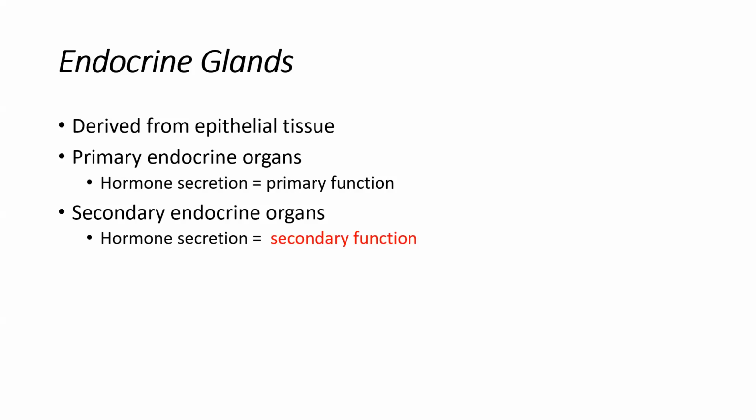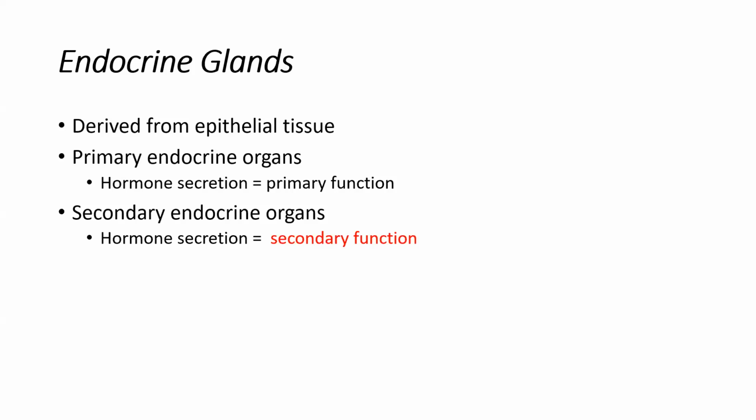All right. Now, there are two types of endocrine organs. We've got primary endocrine organs that have a primary secretion. Their hormones have a primary job, a major function, whereas secondary endocrine organs, their main job is not an endocrine function. Their hormone secretion is a secondary function.